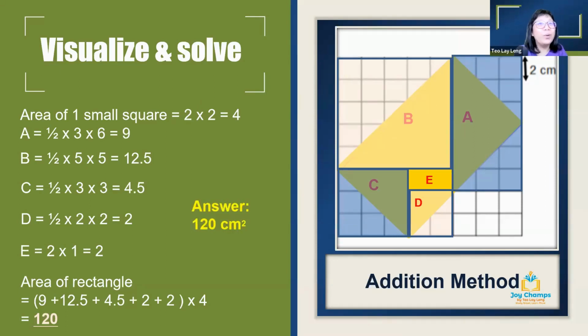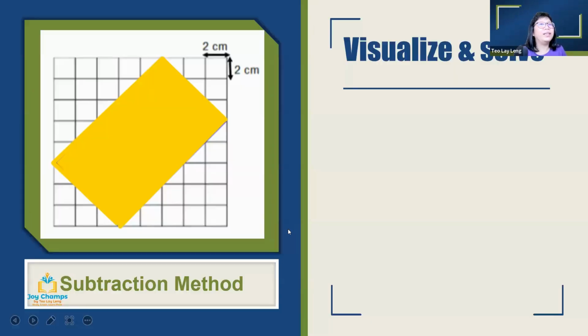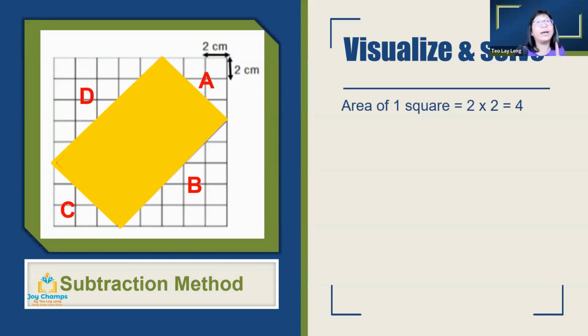Now, what about the subtraction method? Do you still remember how to use it? Let's take a look. Now, to use the subtraction method to solve this question, we still have to first find what is the area of one tiny square, which is 2 times 2, and that gives you 4. Next, we need to find out for the entire figure, how many small squares are there. And you will find that the entire figure is made up of 8 times 8, which is 64 small squares.